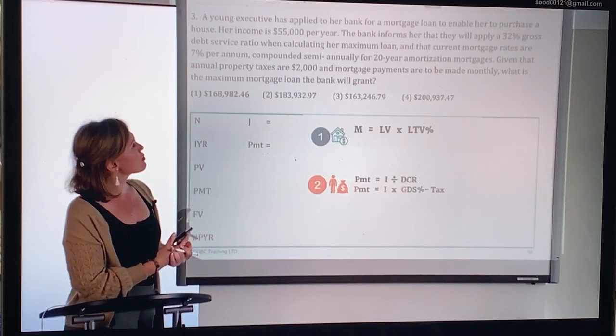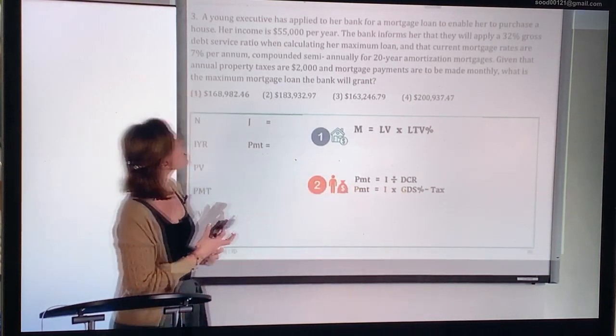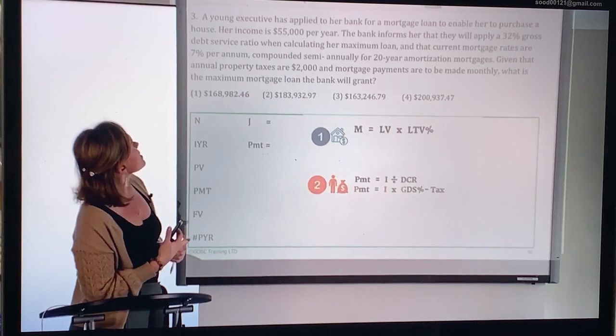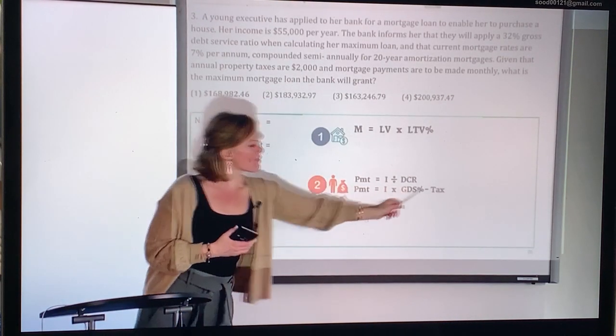Her income is $55,000 per year. The bank informs that they will apply a 32% gross debt service ratio. So far, I have income. I have a GDS. Okay. And the current mortgage rate is 7% compounded semi-annually for 20 years amortization, given that taxes will be $2,000. So I have all the information I need for step number 2.